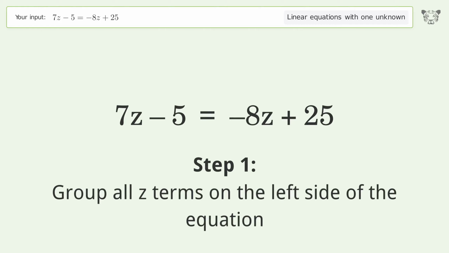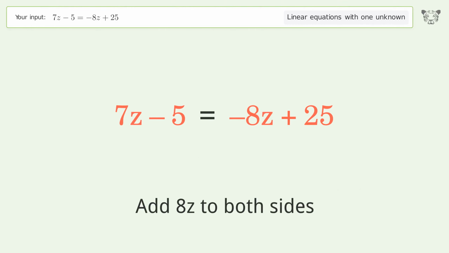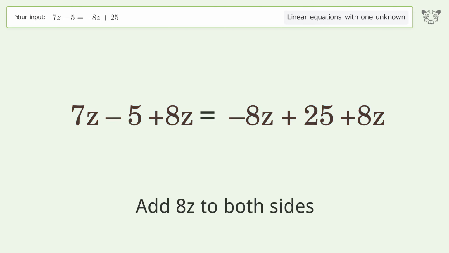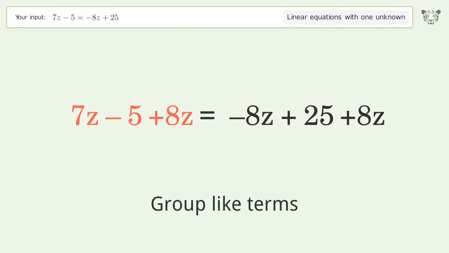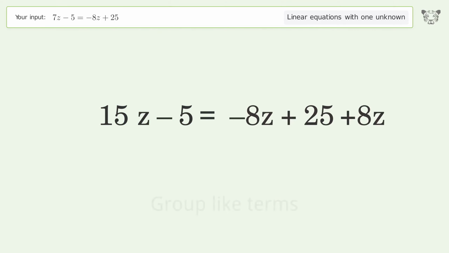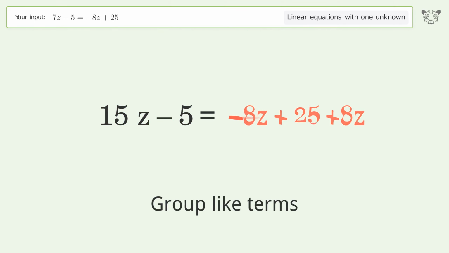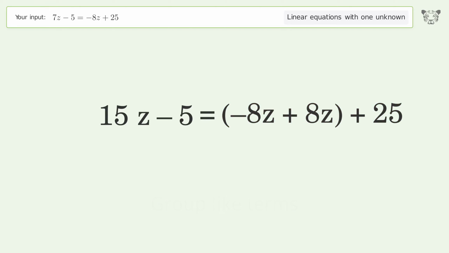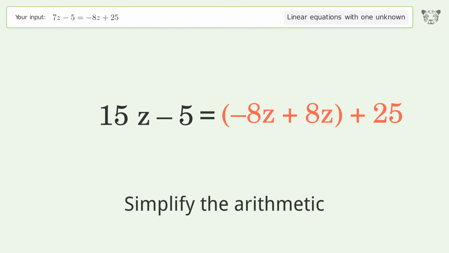Group all z terms on the left side of the equation. Add 8z to both sides. Group like terms. Simplify the arithmetic. Group like terms. Simplify the arithmetic.